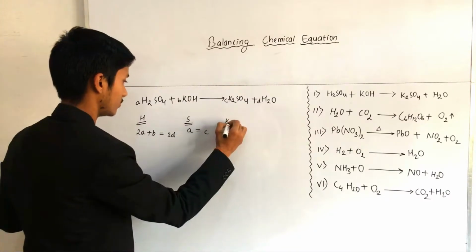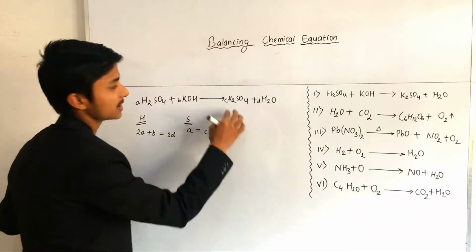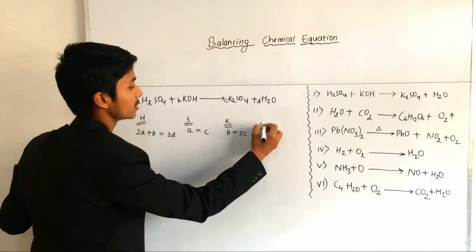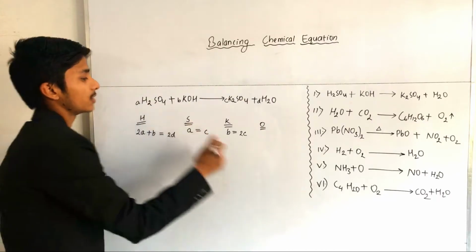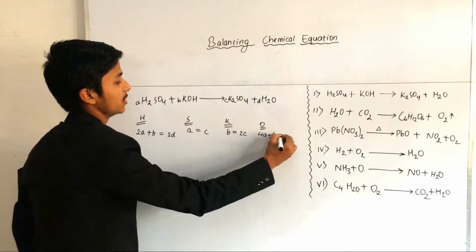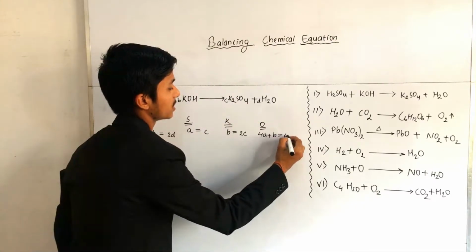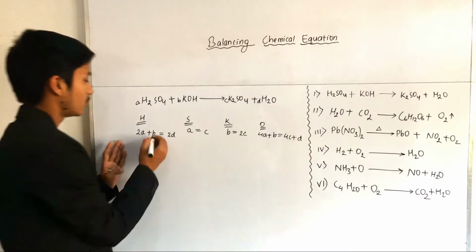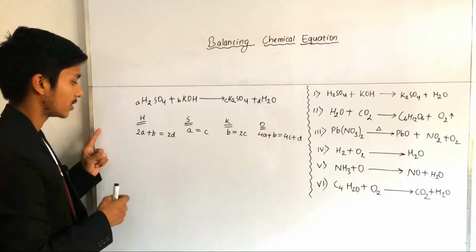Now potassium. This side B potassium, and similarly this side 2C potassium. So B is equal to 2C. Similarly for oxygen, how many oxygen are on this side? Here 4 into A, 4A, plus B oxygen is equal to, now on this side we find 4C plus D. This we have written. Now the next step: we let any value be 1.